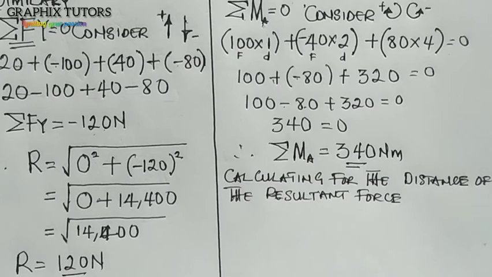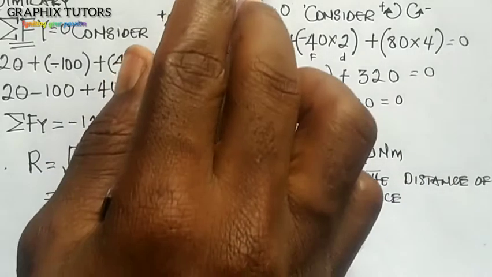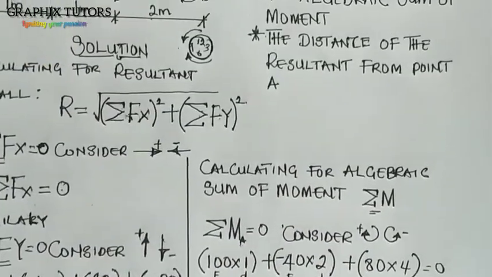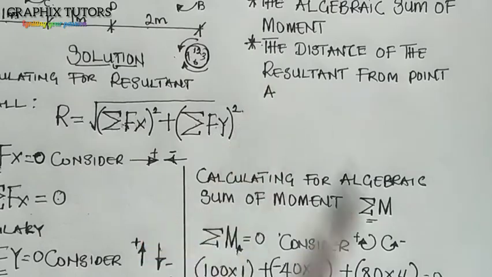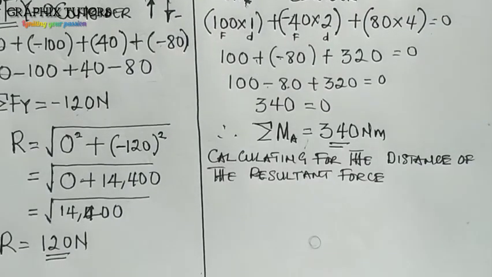We use the theorem to calculate the distance of the resultant force from the point of action. Our point of action is A, but the question is the resultant force and distance of the resultant force from where? From point A. So that means we are still on track. So we are using Varignon theorem.